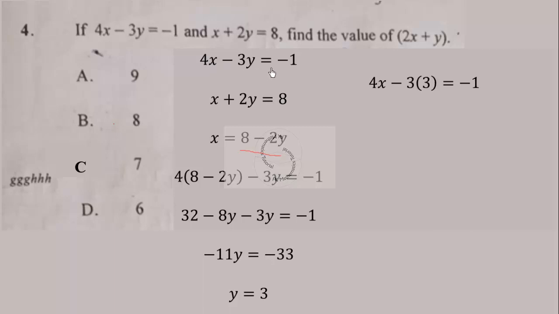So we have 4x minus 3 times 3, because the value of y now is 3, is equal to -1. So this means that 4x equals 8. We can solve for x, but I'm going to solve for 2x. So 2x equals 4. So if I put 4 here, 4 plus 3 is 7. So it means that the value of 2x plus y is 7.